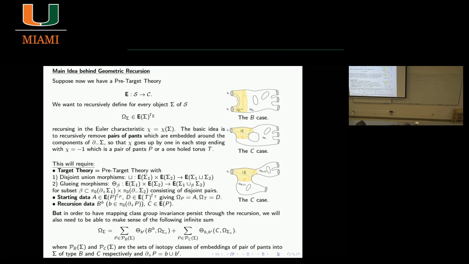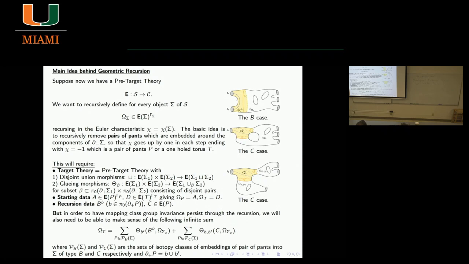Are the left and right related? Or the other way? Yeah, I will show you that on the next slide. That's right. B belongs to E of a pair of pants, just like C does. Oh, yeah. So this goes for both of them.